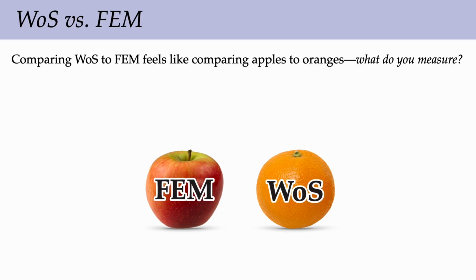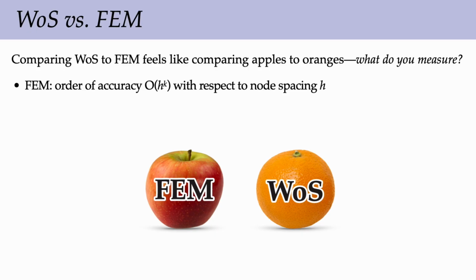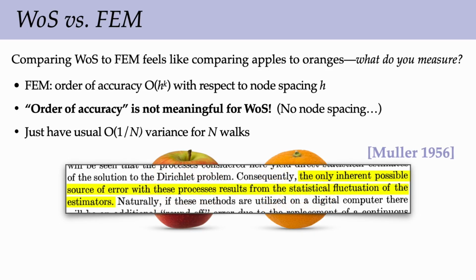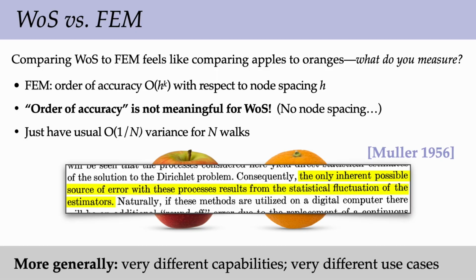In particular, what do you want me to measure to tell you which one is better? In finite element methods, usually the way you talk about error is in terms of the order of accuracy. You might say if I have a node spacing h, then the error goes like h to the k. Well, this question of order of accuracy really isn't meaningful for walk-on spheres. There's no such thing as node spacing, and we just have the usual order 1 over n variance, or 1 over root n error for n walks. In fact, even Muller comments on this. He says the only inherent possible source of error with these processes results from the statistical fluctuation of the estimators.